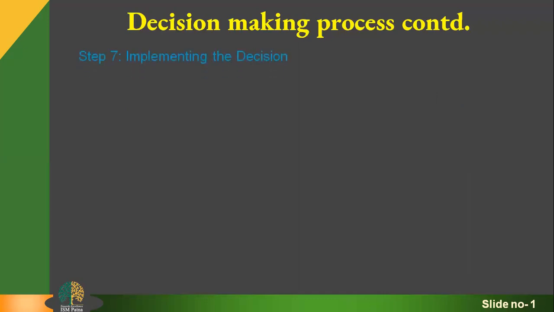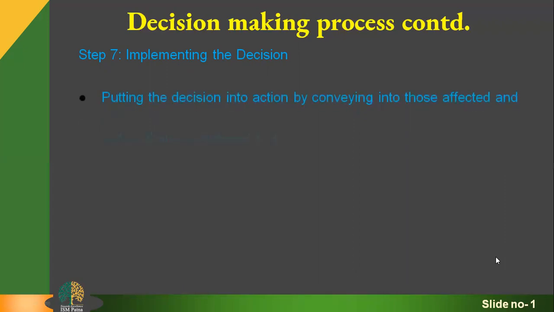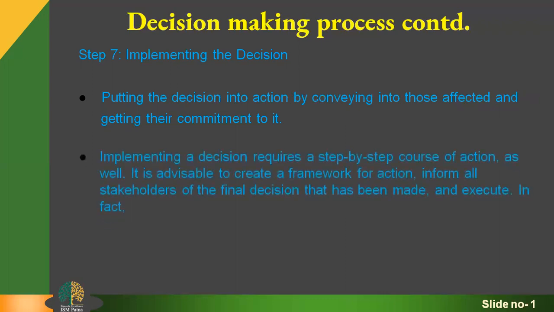Now comes step number 7, implementing the decision. Here also, sometimes people will feel that implementing means what? Okay, just simply declare it or simply publicize it. That may seem to be implementing, but is it like this? No, it also has a systematic process.